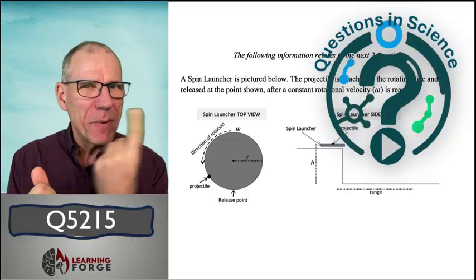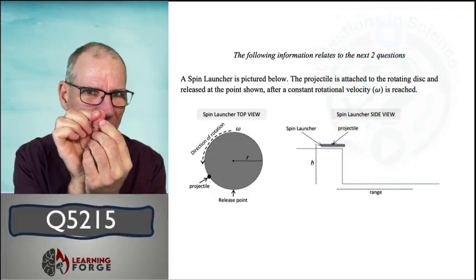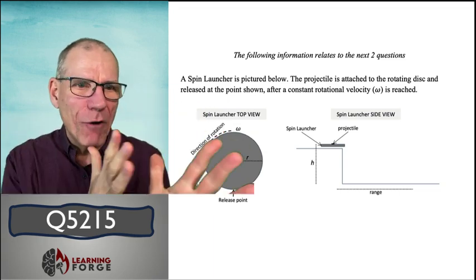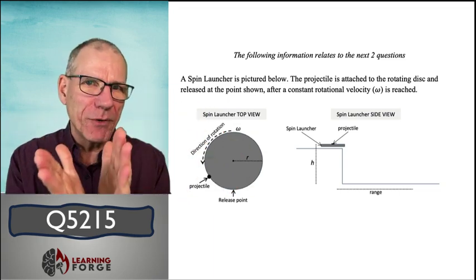So we've got this disc that's spinning around on a horizontal plane. We've got a little projectile on it. Maybe some little pin drops out and that allows the projectile to head off. And our first question asks us, which trajectory does it follow?